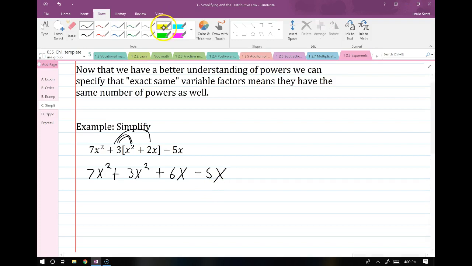So these first two terms with the squares are two like terms, and these ones here with a single x are like terms. But you can't put them all together, right? The x is not the only thing that matters. It matters how many copies of x are in there as well. So I have 7 plus 3x squared. That gives me 10x squared. And then I have 6 minus 5x. That gives me a single x. So I have plus x here.